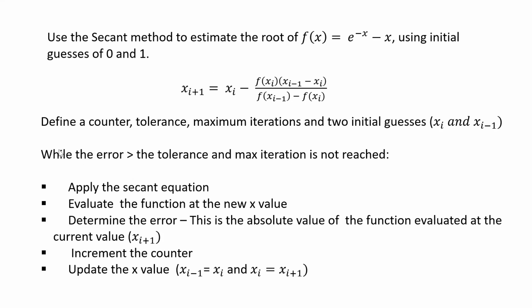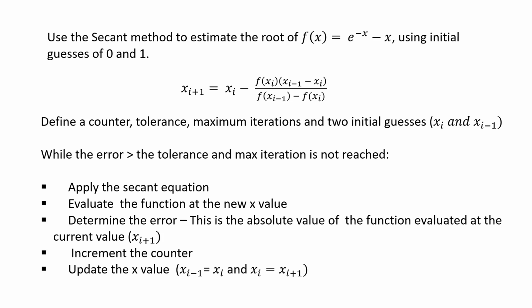Apply the secant method. You can use a while loop for this. You set a while loop, and then you apply the secant method first using those two initial guesses. That will help you calculate x_{i+1}. And then you evaluate the function at that new value of x, and then determine the error. This is basically the absolute value of the function evaluated at the value you just calculated, x_{i+1}.